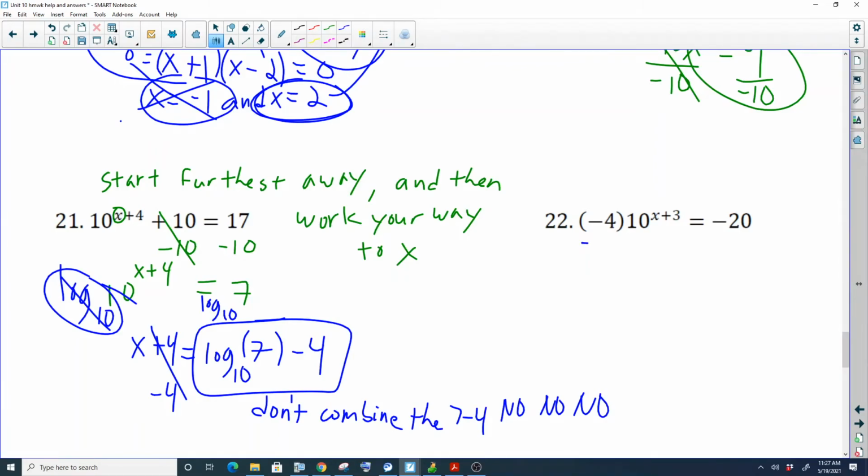So this one, we want to get that negative 4 to the other side first before we can log base 10. But divide it, because it's timesing it right now. So we'll divide it. Negative 20 divided by negative 4 is 5.